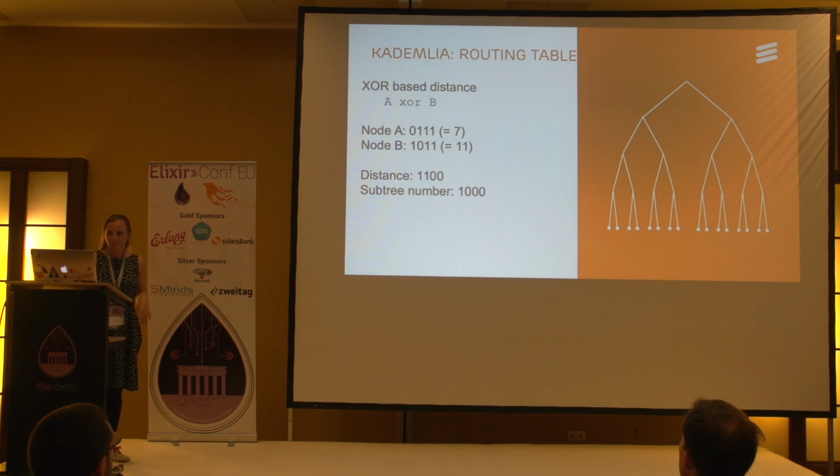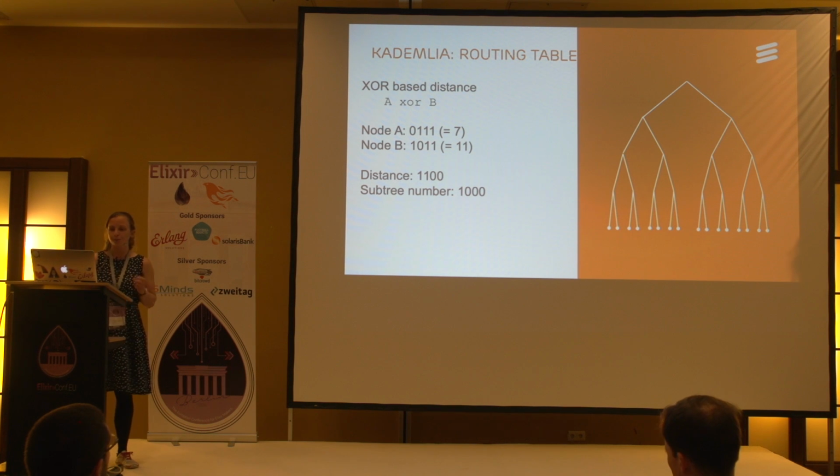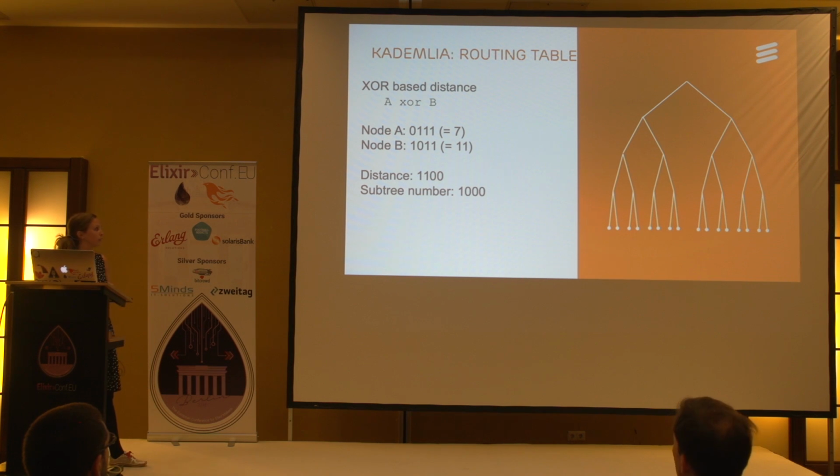In Kademlia, we determine the distance based on XOR. So the distance between node A and node B will be the ID of node A XOR the ID of node B. In this example, node A has ID 7, or 0111, and node B has the ID 11, or 1011, and the distance between them will be 1100.